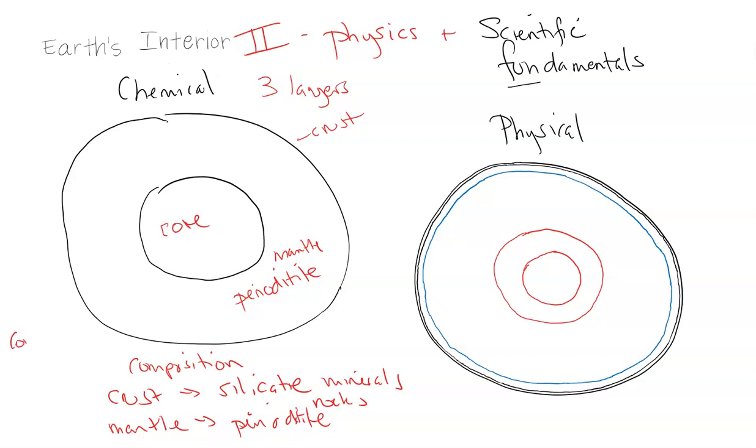The core is mostly iron and nickel, which are metallic elements and minerals. There's also a sprinkling of other elements in there, such as magnesium, aluminum, oxygen, and others, but they're trace elements. They're very small in terms of how much they make up of the actual core itself. So there are three distinct layers in the chemical composition of the Earth.